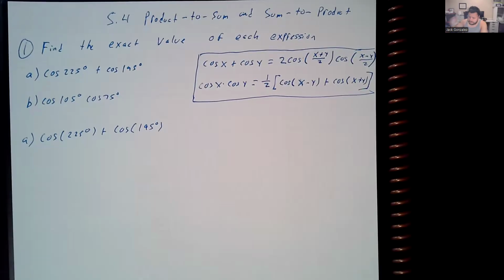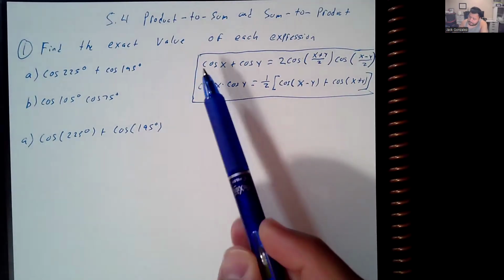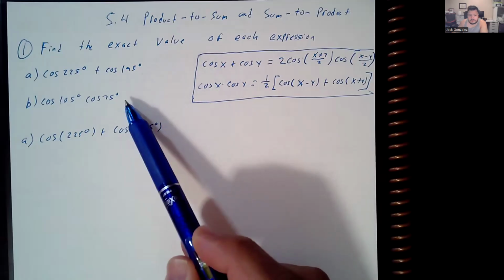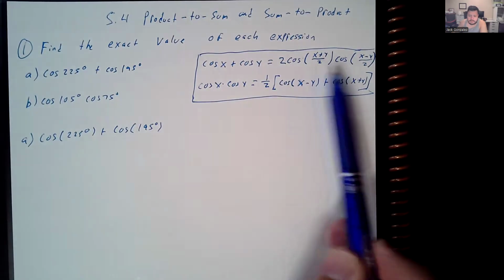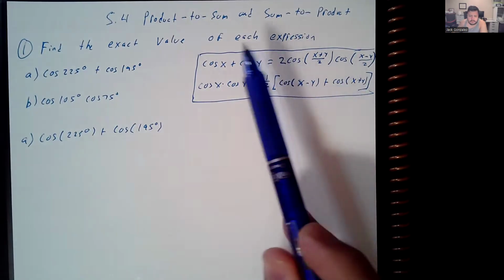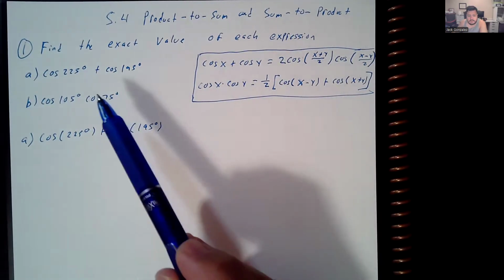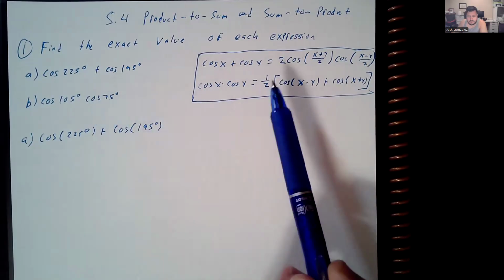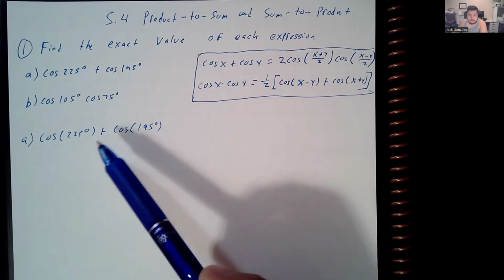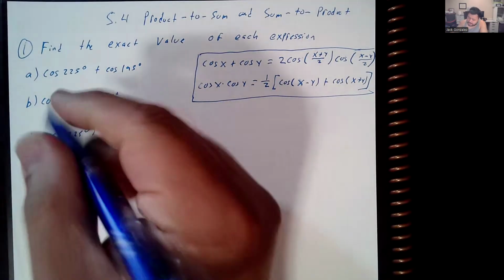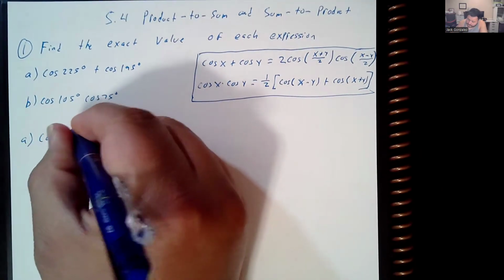Okay, so I wrote down the formulas we're going to use for number one, part A and part B. So we're going to use the sum and go to a product, hence the name: product to sum, sum to product. And then we're going to do a product and go to a sum using the second one. So the first thing you should do is label your x and y. So first angle, second angle, like this.